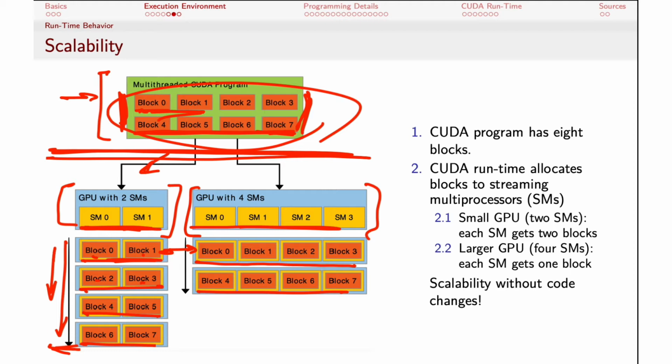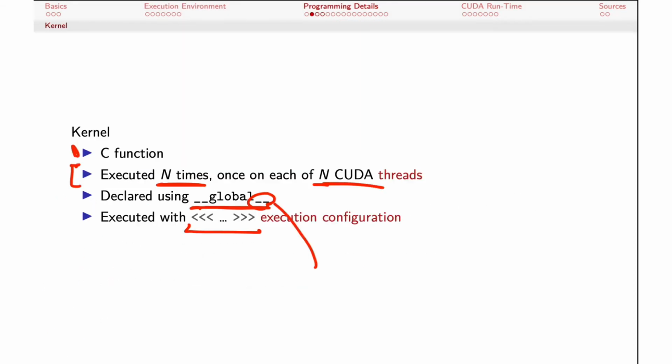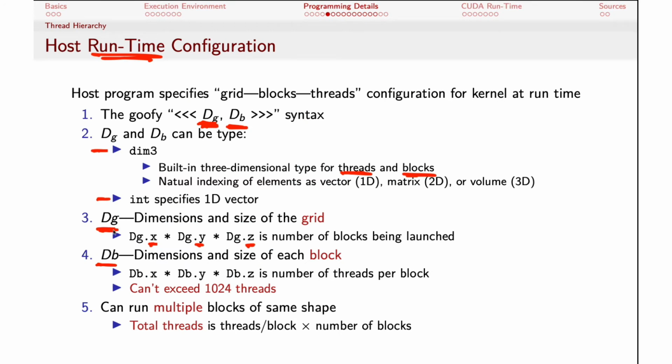In order to specify the number of blocks, we're going to use this d sub g argument to the execution configuration to specify the dimensions of the blocks within the grid. And that's going to give us a total number of blocks. So if we multiply together dg of x, dg of y, and dg of z, the product of those is going to tell us how many blocks we're going to execute within this grid. So all those blocks are going to be shipped off to the GPU and then be executed.